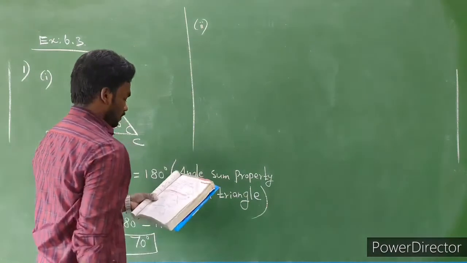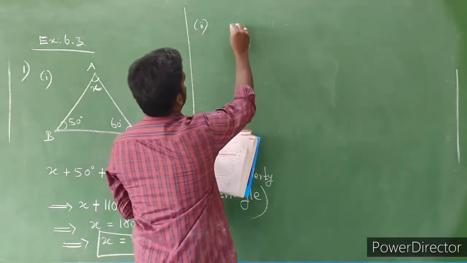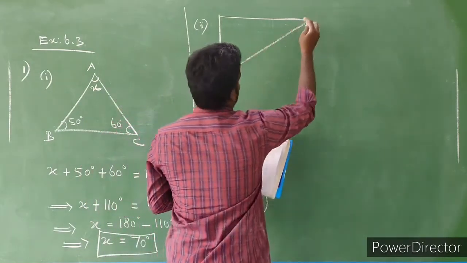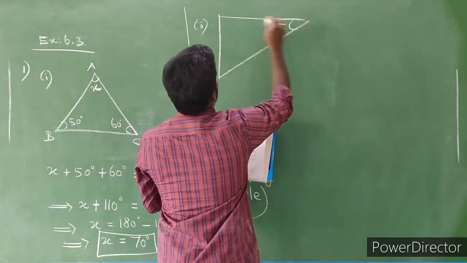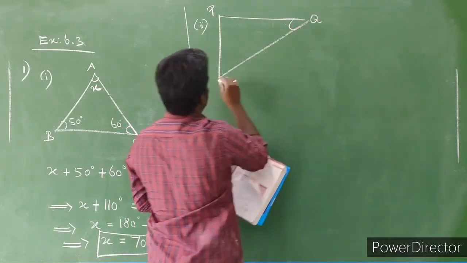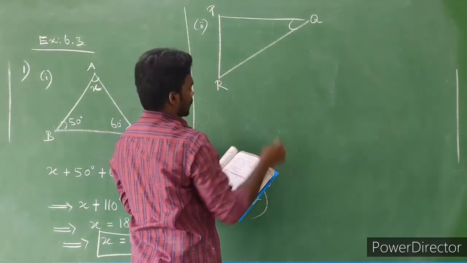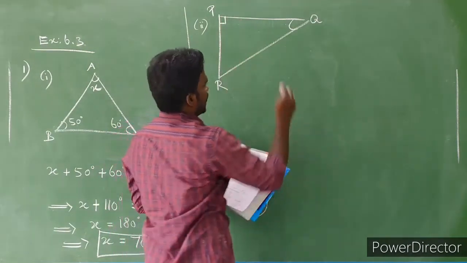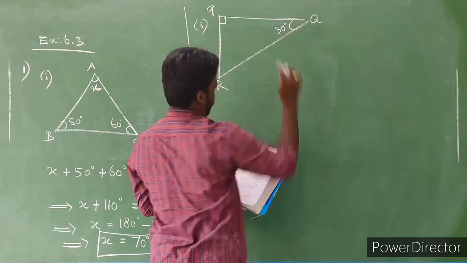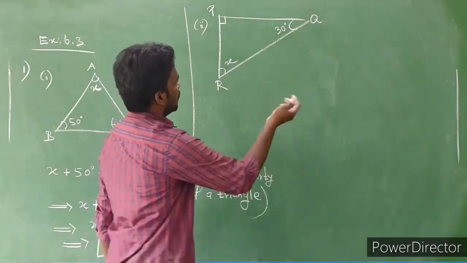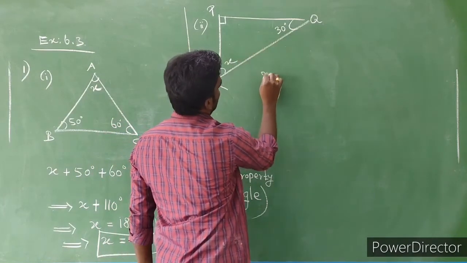Next, what is the second one? Second one, the triangle PQR. Triangle PQR is given. Angle P is 90 degree. So this is a right angle triangle. And angle Q is 30 degree. Angle R is x degree. How to find this? By using the angle sum property of a triangle.